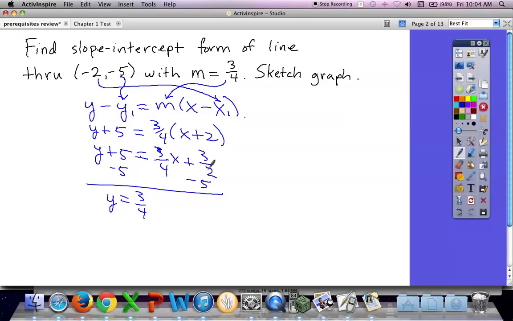If you have 3 halves and you subtract 5, you would need a common denominator. How many halves are there in 5? 10, right? It's like 10 halves. So 3 halves minus 10 halves is minus 7 halves. So that's slope-intercept form. So that's exactly how the question is worded too, right? It says, here's a point, here's the slope, find this, okay? And then graph it.